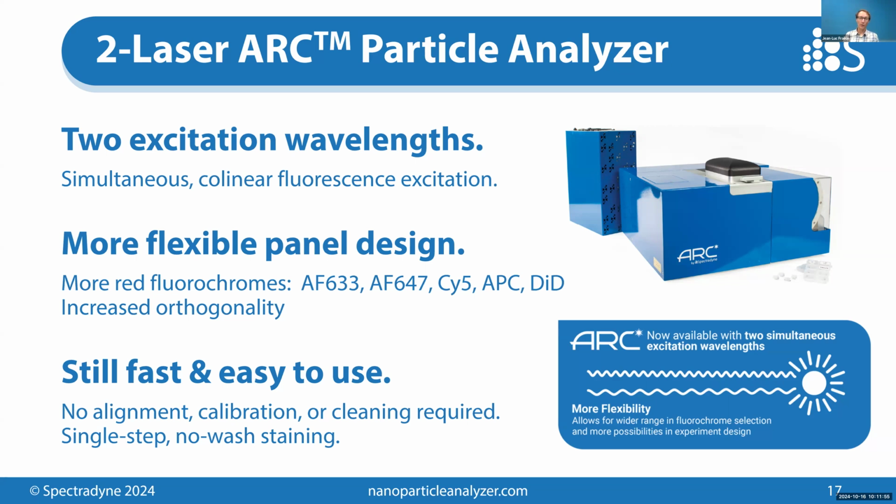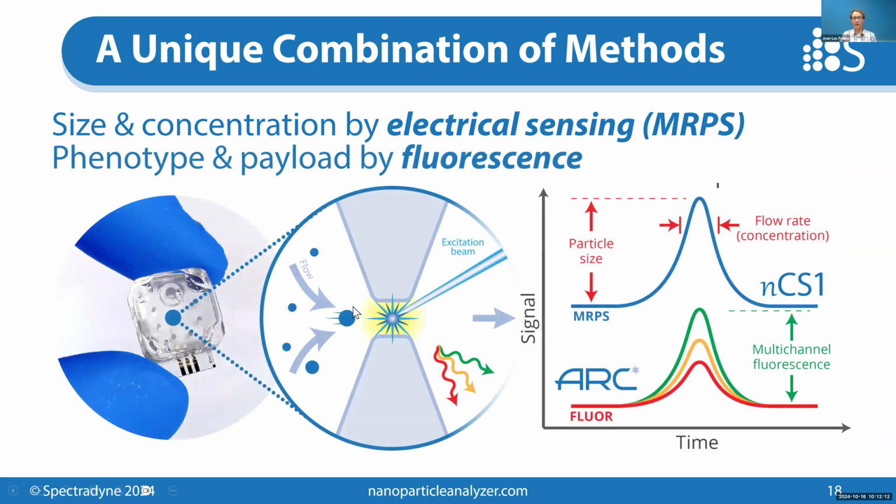So all the optical alignment still happens automatically. There's no alignment, there's no calibration required for size, concentration, or fluorescence intensity, and there's no cleaning required between samples. It's a very straightforward instrument to operate. So illustrating that here, we're going from this picture where we're shining a single excitation beam on the particles. Now we're shining multiple excitation beams, and these colors can be configured to your needs.